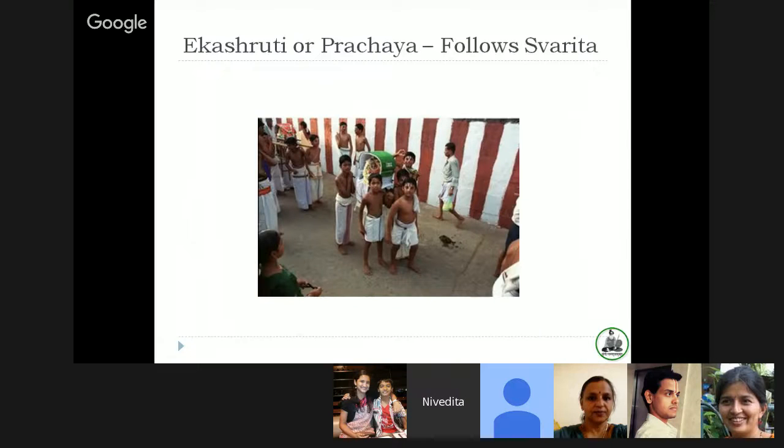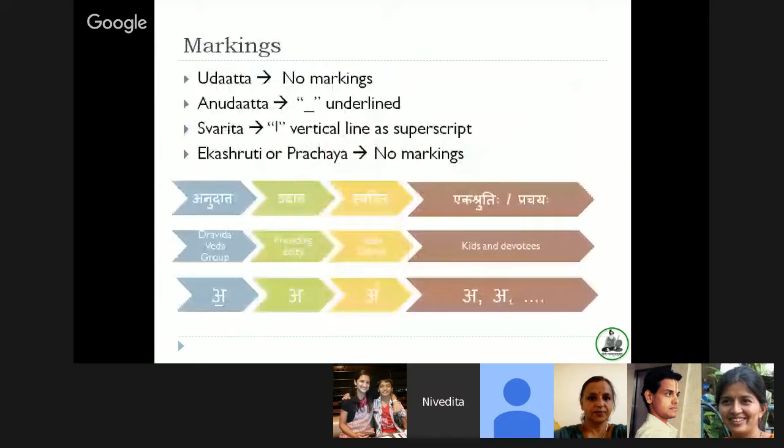When we see them pass by, we know that okay, the deity has already gone and they are going behind the deity now. I was also mentioning the small groups of boys who create miniatures, and in cases of big functions and festivities, they would also create miniatures and follow the procession. So there could be one or more groups, and a group of devotees who simply follow the deity. These are all called ekashruti or pracheya. And the point here is, while Anudatta has a marking and Svarita has a marking, these Ekashruti and Udatta both don't have any marking.